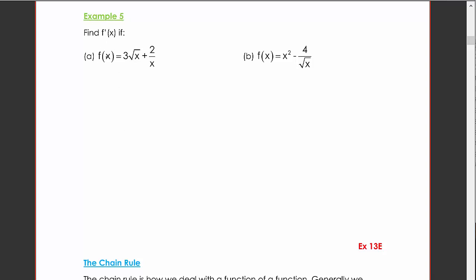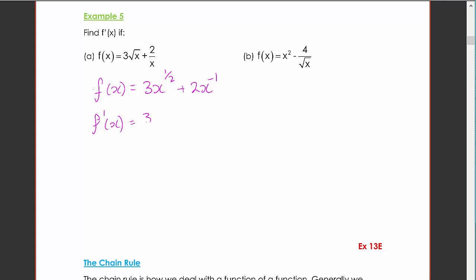Find the differential, or f dash x, if f of x is these things. So once again, we have to use knowledge of indices. So f of x is going to be 3x to the power a half plus 2x to the negative 1. And then we're in a position to differentiate.